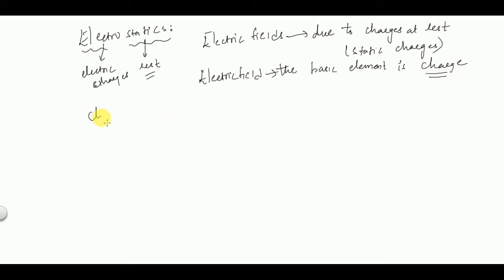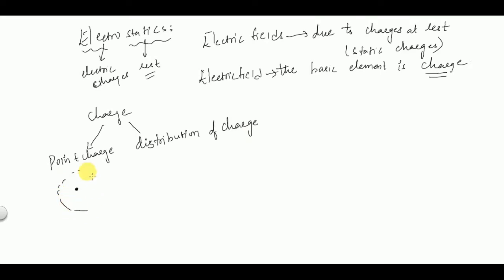So this charge is again classified into two types. One is point charge and the second type is distribution of charge. So point charge is somewhat like this. A single point will be there and electric field will be produced along the charge.